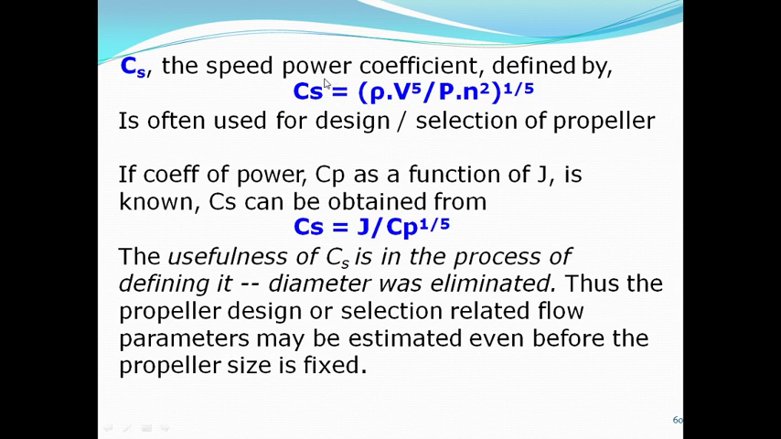CS is the speed power coefficient. It combines the speed, that's nothing but n, and the power coefficient, that's related with your velocities. This is again the same thing we tried to show here. J is the non-dimensional speed, and this is the non-dimensional power coefficient. So the beauty of this is it doesn't really look for the diameter initially. Once we get the selection of the propeller, then we can work out the diameters.